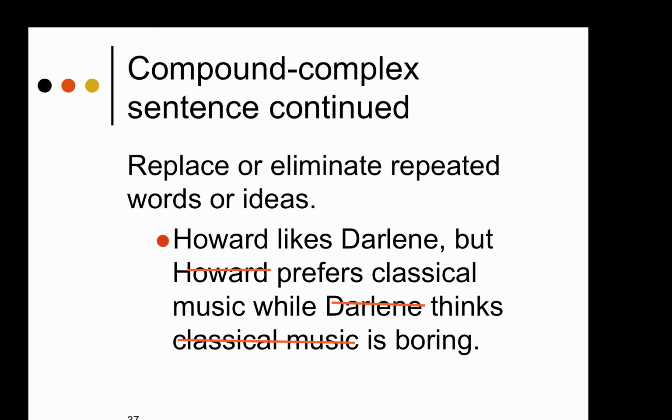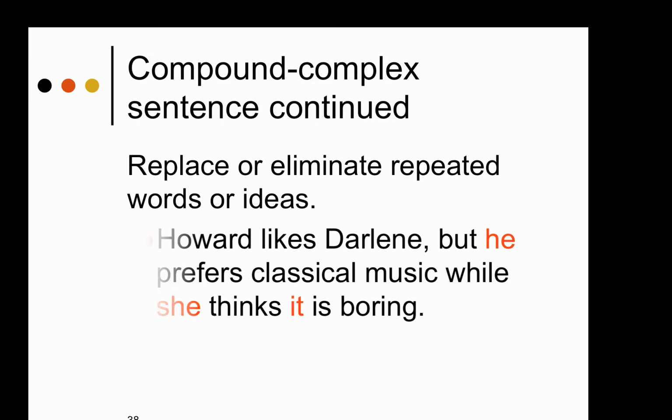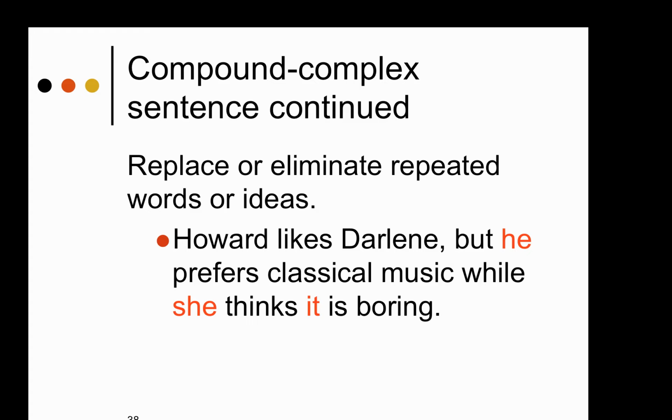And we will eliminate our repeated words, or we'll make our pronouns now. So we can replace Howard in the second one with he, and Darlene with she, and there's no confusion about antecedents, because Howard is male and Darlene is female. We can replace classical music with it, because that's the only object in the previous sentence, or previous groups of words.